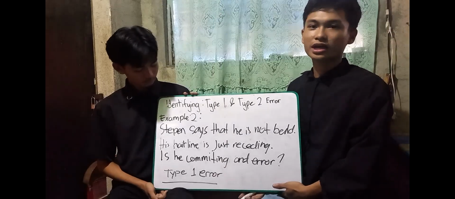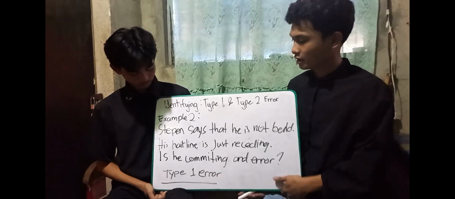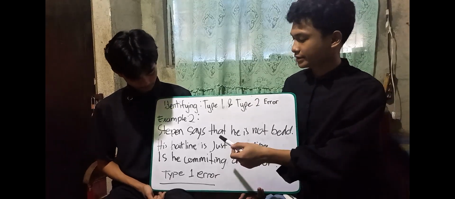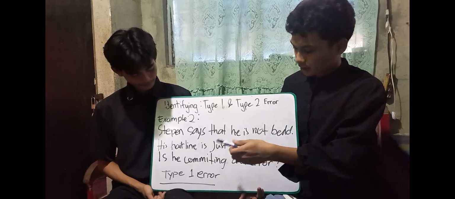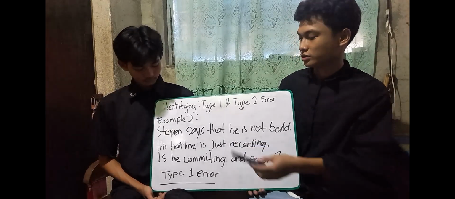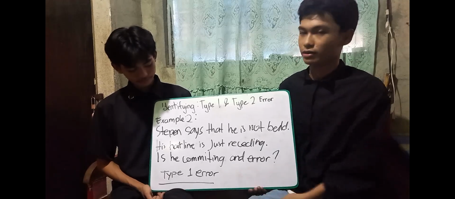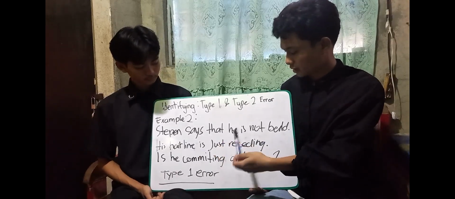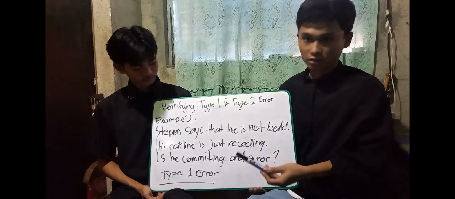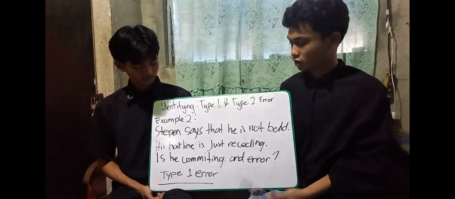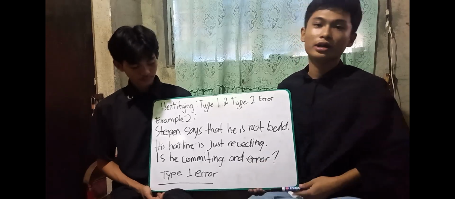So this is our second example about identifying type 1 and type 2 error. Example 2: Stephen says that he is not bald, his hairline is just receding. Is he committing an error? Our answer is type 1 error. It is a type 1 error because Stephen rejects the truth that he is bald, yet the truth is his hairline is moving backward. So our answer is type 1 error.